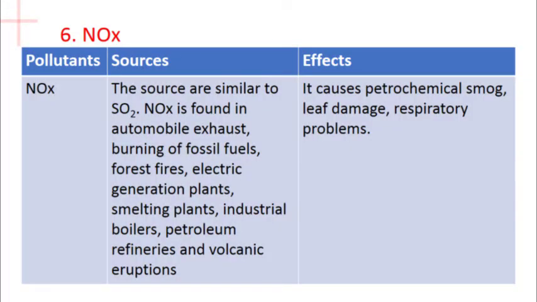The sixth pollutant is NOx. The sources of NOx are similar to sulfur dioxide. NOx is found to be present in automobile exhaust, burning of fossil fuels, forest fires, electric generation plants, smelting plants, industrial boilers, petroleum refineries and volcanic eruptions. It causes photochemical smog, leaf damage and respiratory problems.